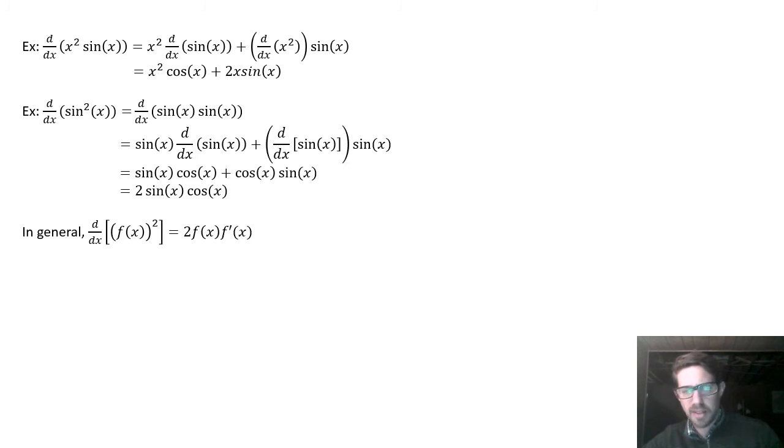Just notice that every time we use the product rule on a function times itself or a function squared, so in trig you do see a lot of functions squared. You see tan squared and secant squared, and right? We get the same thing. So the derivative of a function squared is just 2 times the function times its derivative always.